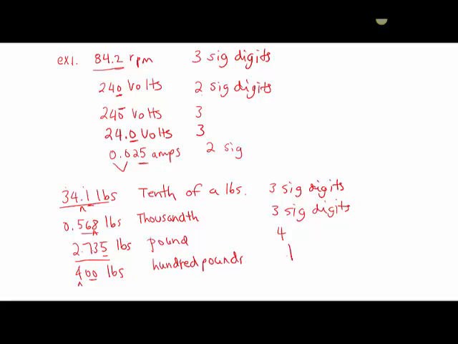And it's only going to have 1 significant digit because these 2 are zeros at the end of the number. Okay? So that's how that works.